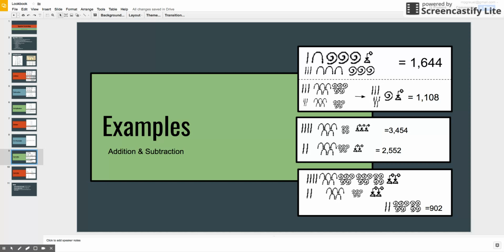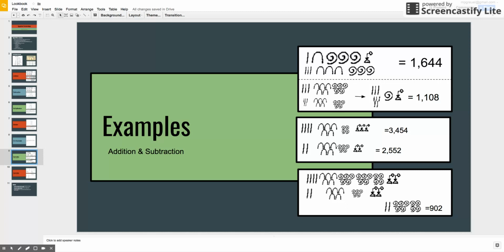But then in the bottom example, since there are 10 coils that you have to add together, as well as 10 heel bones, that has to become one lotus flower for thousands, and then the heel bones become 1 coil for hundreds, and then since the staffs are under 10, they just stay independent. So that equals 1,108.